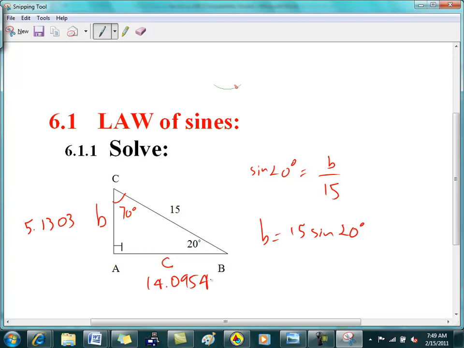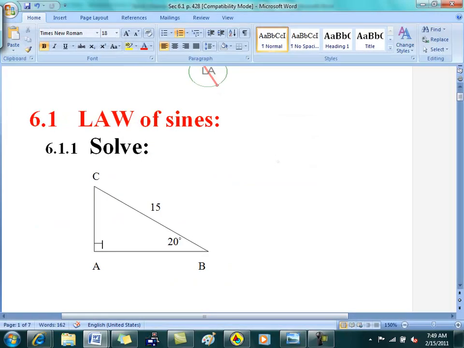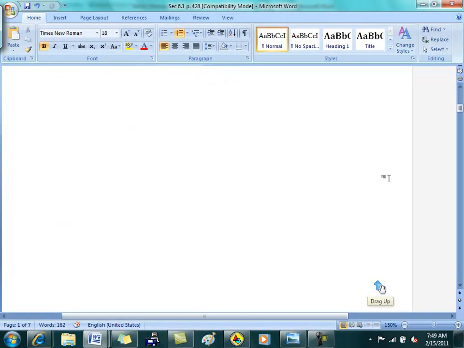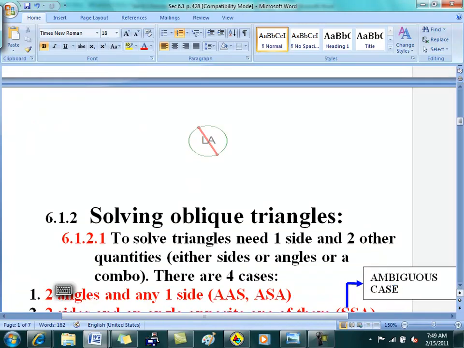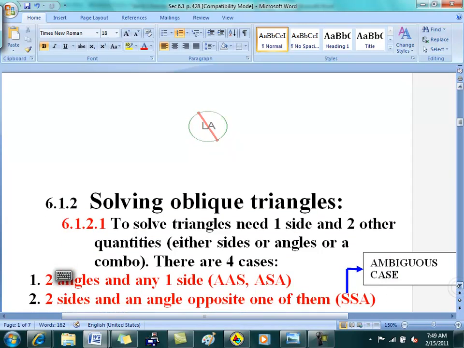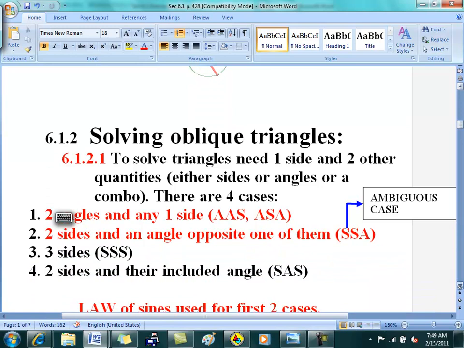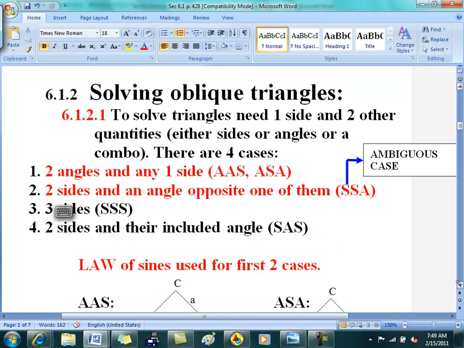Okay, so this is kind of just preliminary from chapter 4. Okay, moving on to the real topic of the day, which is the law of sines. So what we just did was we solved a right angle triangle. Well, unfortunately, triangles are not always right. They can be oblique. Oblique means non-right.